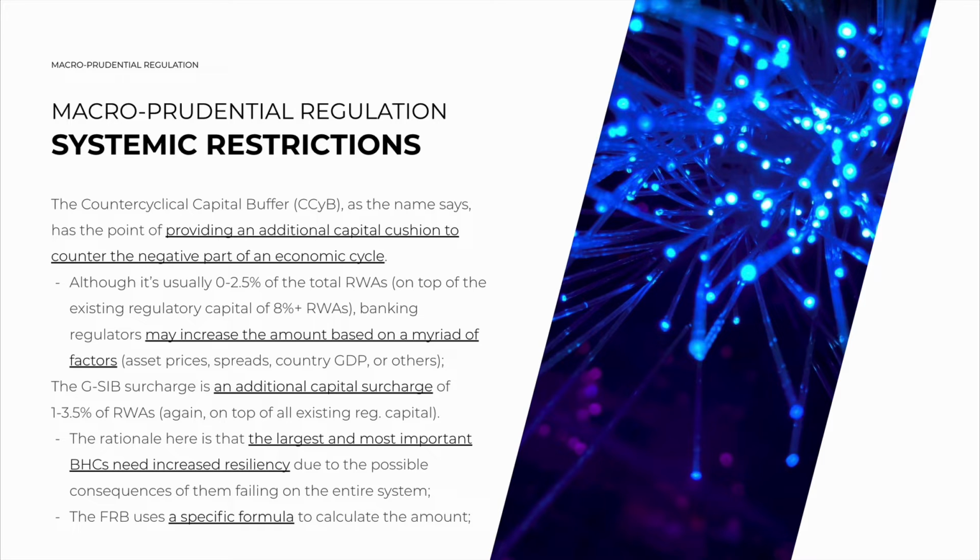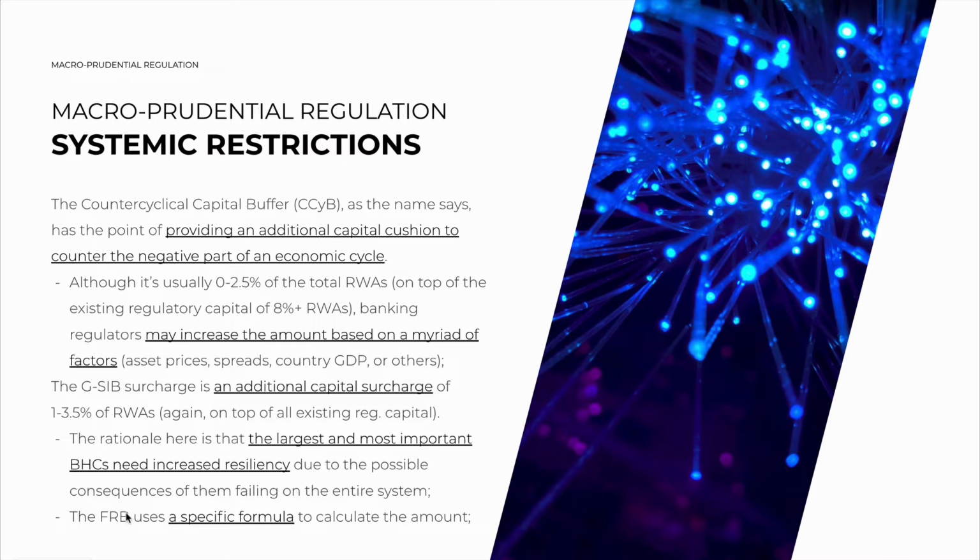So if it's a low point in the economic cycle and you are a GSIB, it is completely feasible that you need a 2.5% RWA or even higher buffer plus another 3.5% or even higher GSIB surcharge. This is normal. The rationale here, again, is that the biggest and the most important bank holding companies need increased resiliency, because the failure of a big bank such as JP Morgan would be so catastrophic to the entire world. We need all of these additional measures to make sure that it never happens.